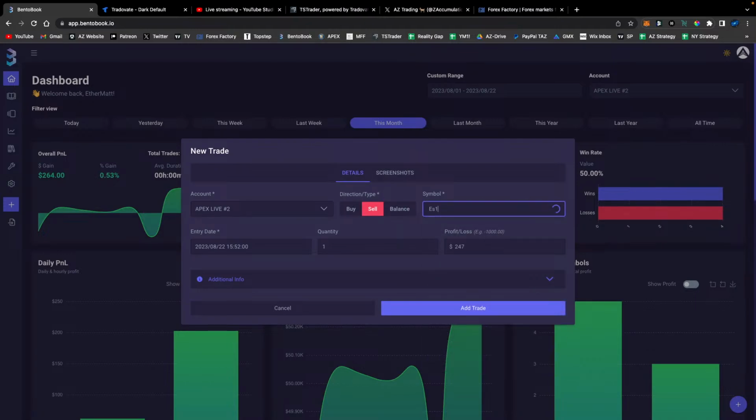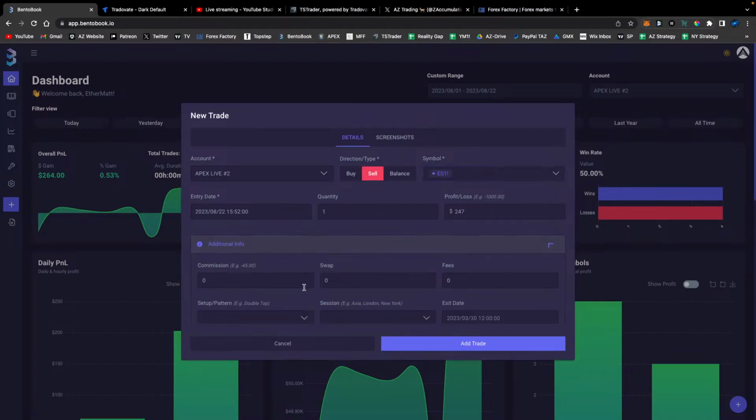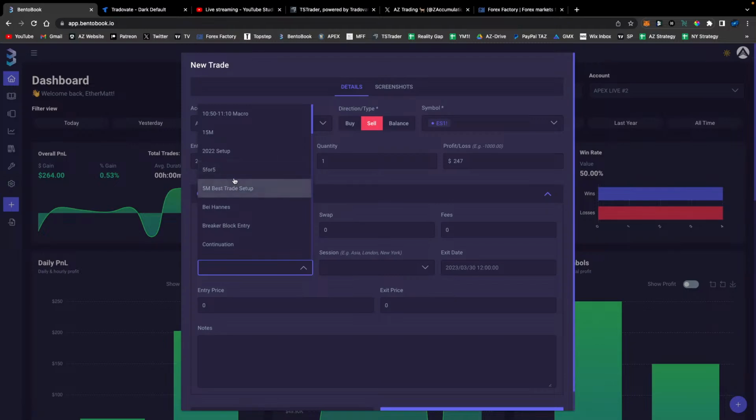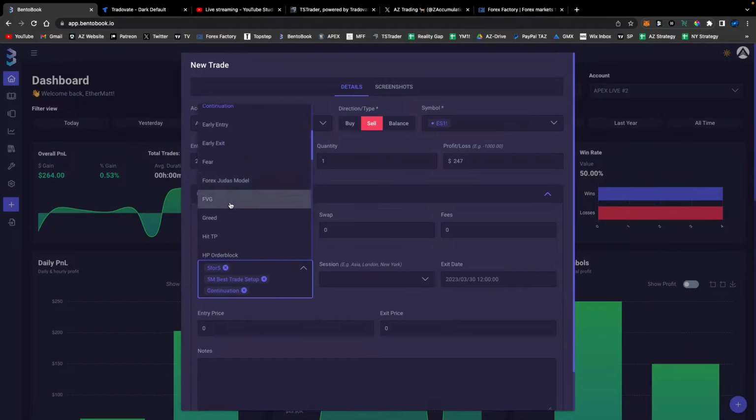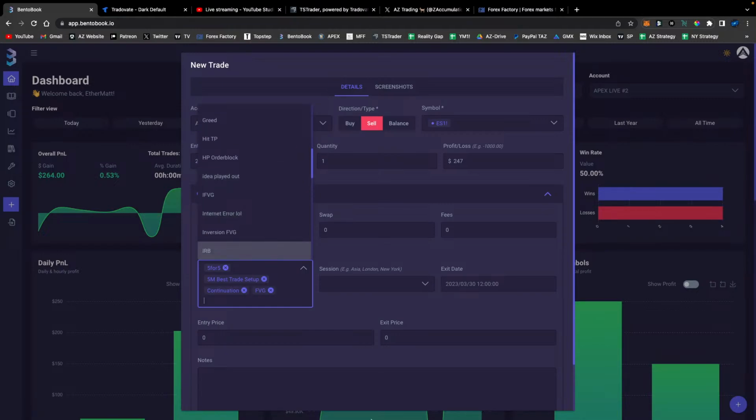Did anyone else take that trade with me? Of course, just saying it, it's not financial advice at all. Alright, so 545, 5-minute best trade setup, continuation, fair value gap. What else do we have right there? A volume imbalance. No, already a confirmed one. Not a volume imbalance entry. Where do we have that?